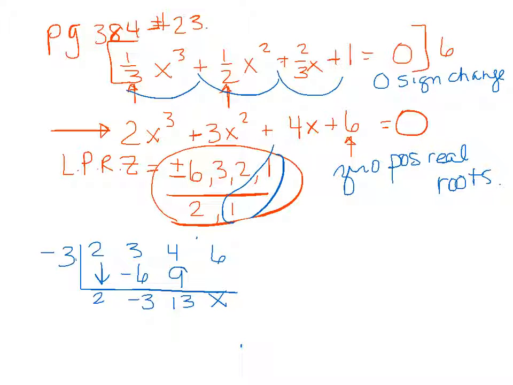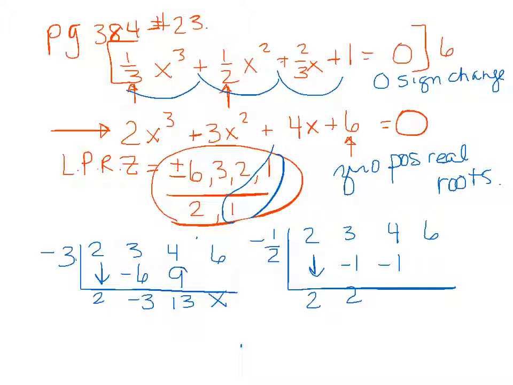I don't think 6 is going to work, so guess what? I'm going to try negative a half. Negative 1/2 outside. Coefficients 2, 3, 4, and 6. Bring down the 2. Multiply, add, multiply, add, multiply. Didn't work either, because that doesn't work. Alright, let's try another one.